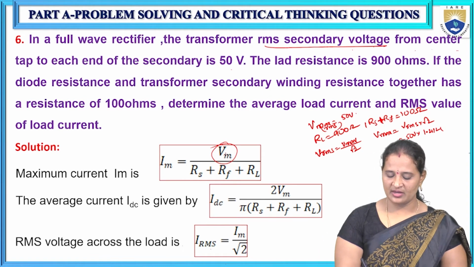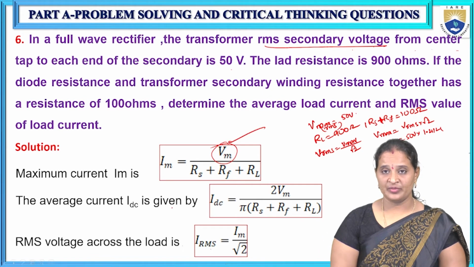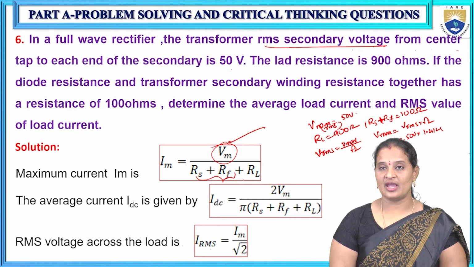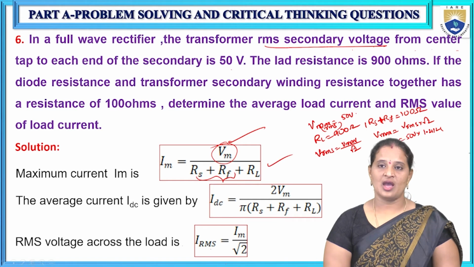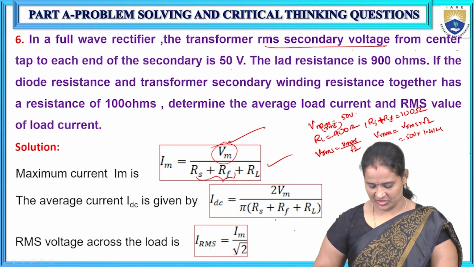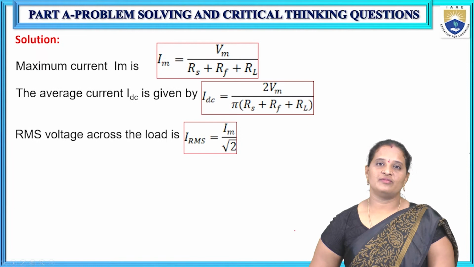So once you know that, substitute this Vm here, and Rs plus Rf is given, that is 100 ohms, and the RL value is also given, that is 900. Just substitute and get the Im value. Once you get this, substitute to get IDC and IRMS. So this is the problem.